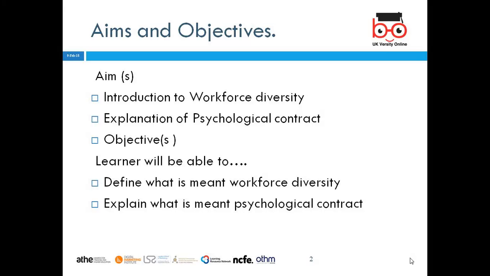So the aims of today's lesson are an introduction to workforce diversity and an explanation of the psychological contract, which we'll go through. In the end, the learner will be clearer on the issues about workforce diversity: what is meant by diversity, how diversity helps businesses achieve their objectives, what is meant by the contract, what sort of contract binds employees and the employer, and how this impacts performance. Our discussion will be focused on these issues within the hospitality industry.